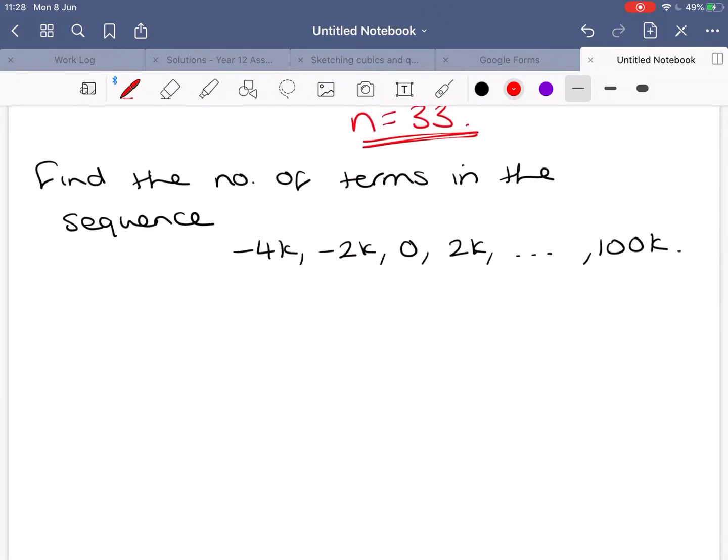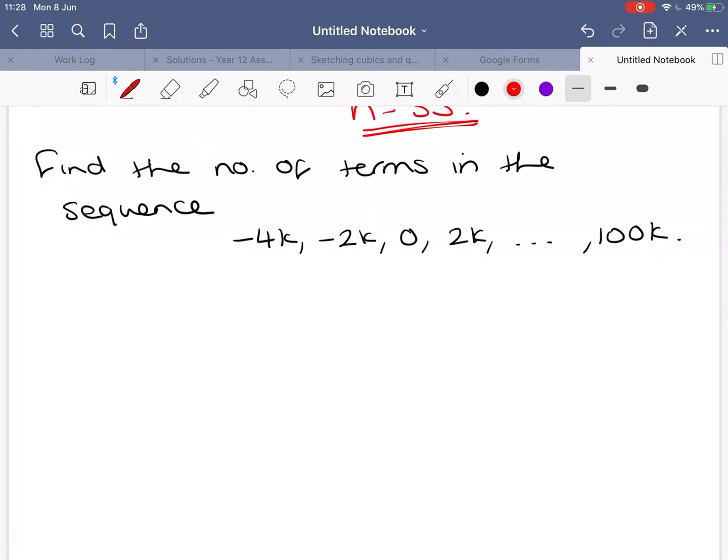And then you can even start doing it with things like this. Find the number of terms in the sequence that looks like this. But again, we start the same way. A, the first term, is minus 4k. D, now what's the common difference in this case? What do I have to add each time? Well, actually, if I look at this one here, it's obvious D is 2k.